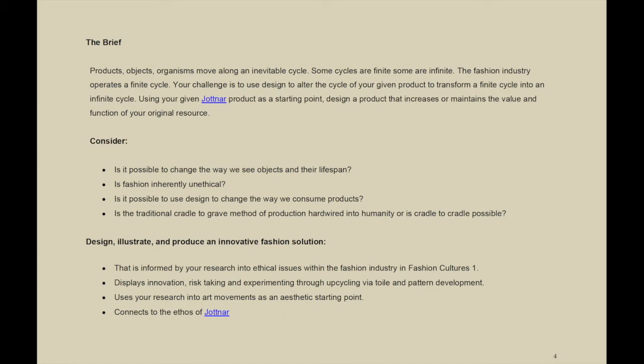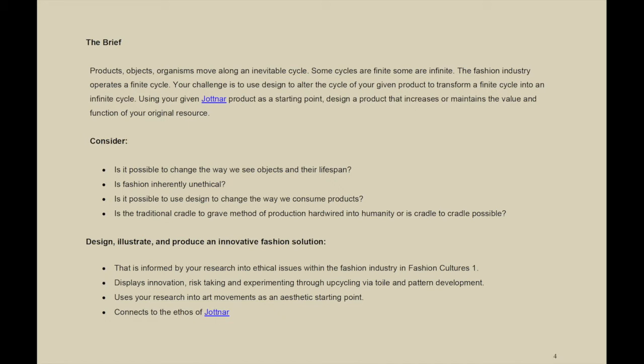Let's keep going. Design, illustrate, and produce an innovative fashion solution. Okay, so when we say innovative fashion solution, we're not just focusing on garments here. We're talking about the garment and everything around it. Okay, let's take a look.